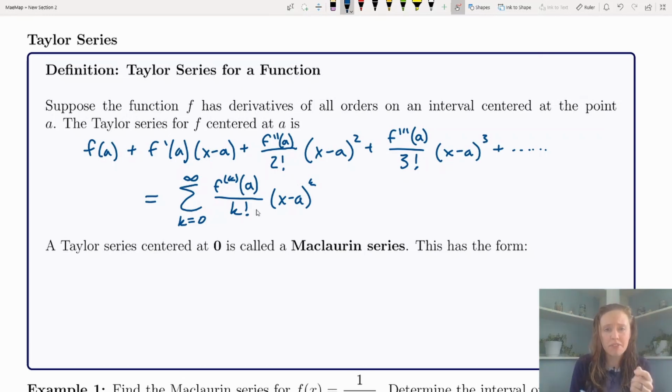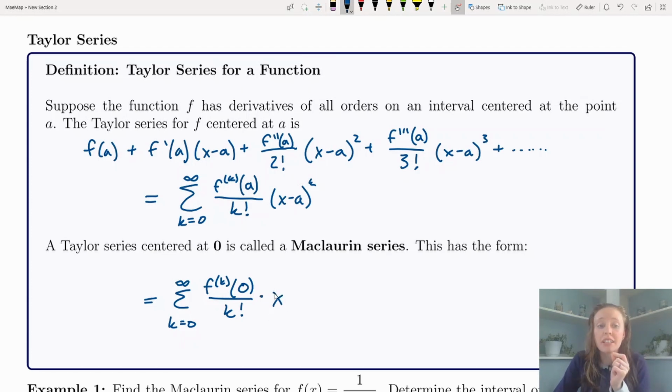Now, a specific type of Taylor series centered at an a value of 0 is called a Maclaurin series, and this has the form of, well, if you think about plugging in zeros everywhere for a, especially when we're plugging in x minus a, x minus 0 is just going to be x. So the Maclaurin series has the form of the summation from k equals 0 to infinity of our kth derivative at no longer a, because remember, we're specifying that a is 0. So the kth derivative at 0 all over k factorial times x, and that minus a is no longer necessary because subtracting 0 does nothing to the value of x. So that will be x to the k.